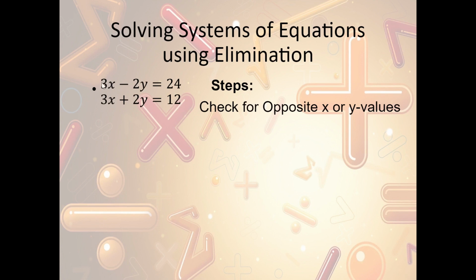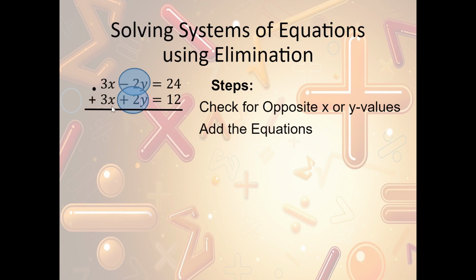For instance, we have a +3 and a +3. Those are not opposites. We have a -2 and a +2. Those are opposites. So these two represent opposites. If we have opposite x or y values, we're going to go ahead and add the equations together. So we're going to add the entire equation. We'll add these up.